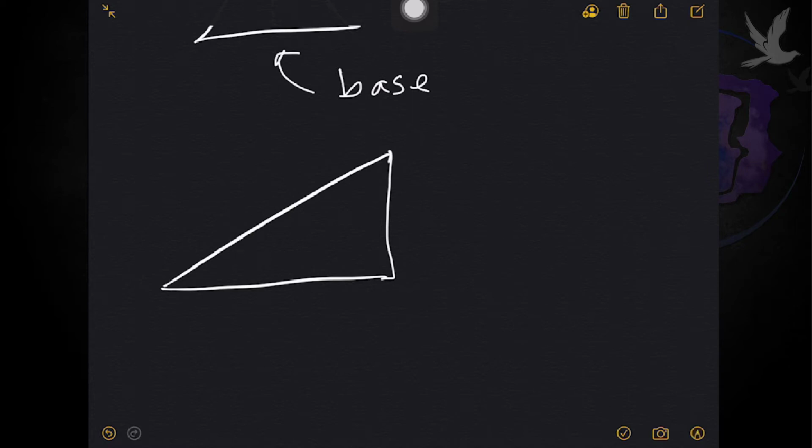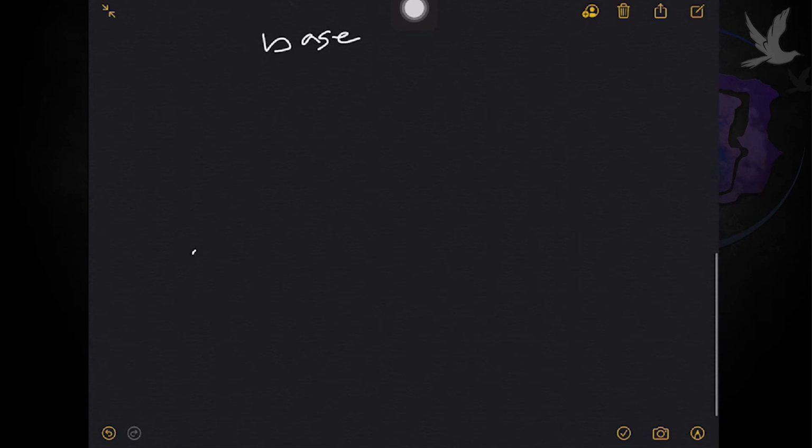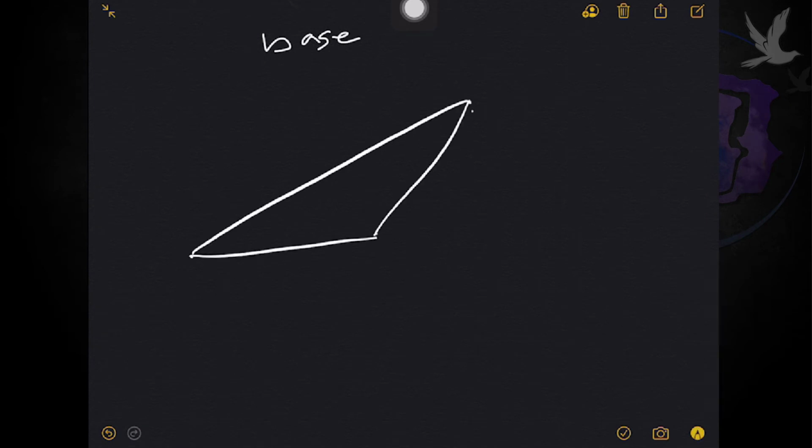Okay, again, yung bottom part is your base. And obviously, this is your height. Now, what if you're going to encounter triangles that look like this? Paano yan ngayon?